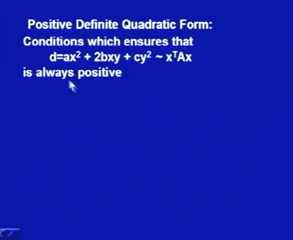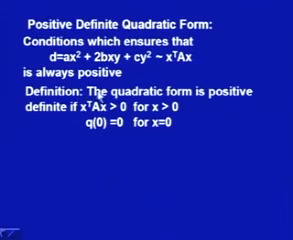Now we will discuss positive definite quadratic forms. Many times we are interested to know the sign of this expression, ax square plus 2bxy plus cy square. It is a quadratic expression. Let us say it is equal to d, and in matrix notation we write it as x transpose Ax. So we want to know under what conditions this expression is positive, under what conditions it may be negative, and under what conditions it is always positive. Those conditions refer to the positive definite quadratic form.